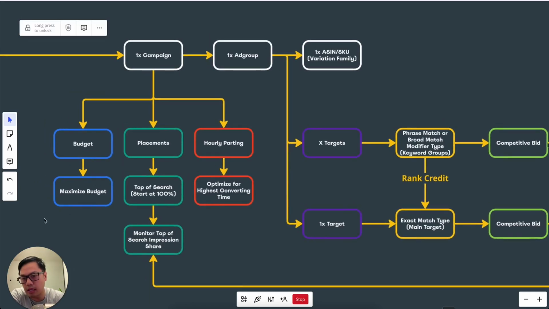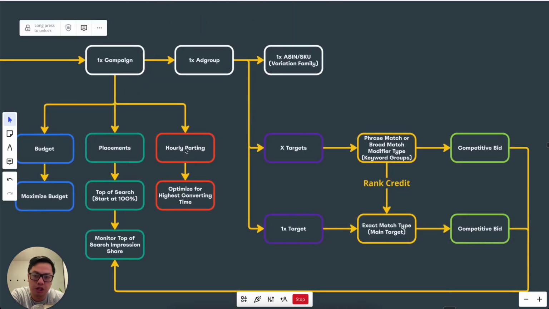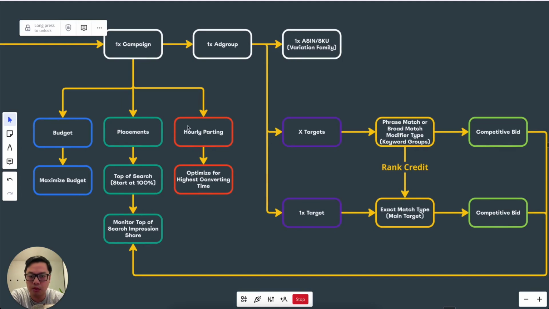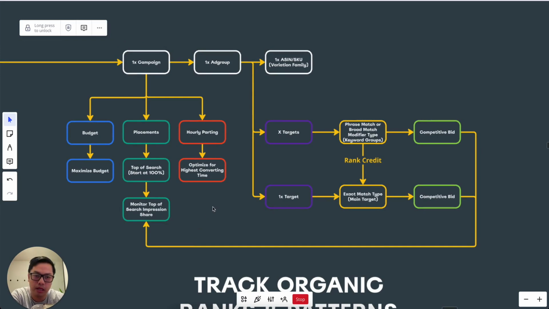And then some other things: you have to make sure you have enough budget, and that you're not throttling yourself, so that you can feed Amazon with enough data. And then just general hourly parting. There are going to be times in the day, hours of the night, where people are more likely to window shop than to actually purchase on the spot. So really just targeting those hours where it has the highest conversion rate. That's really key to this. Again, it's probably not the biggest lever. However, because we know it, we're just going to do it, because we want to feed Amazon with the best conversion rate data that we possibly can.